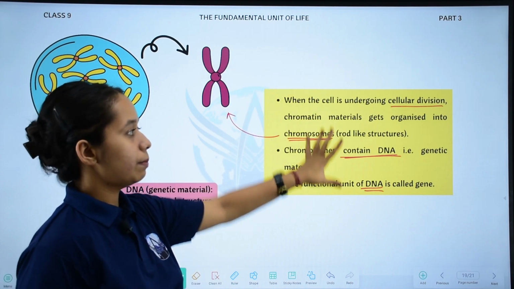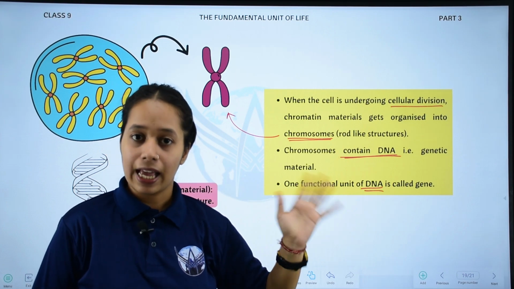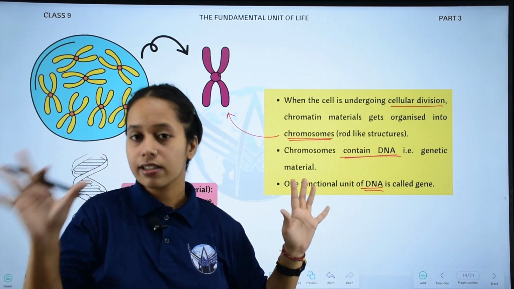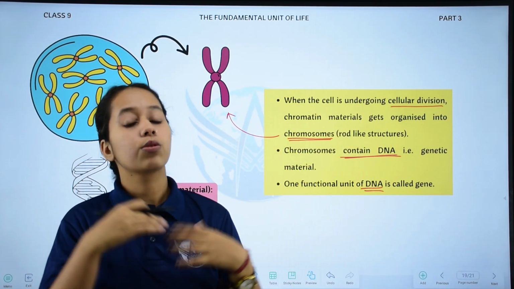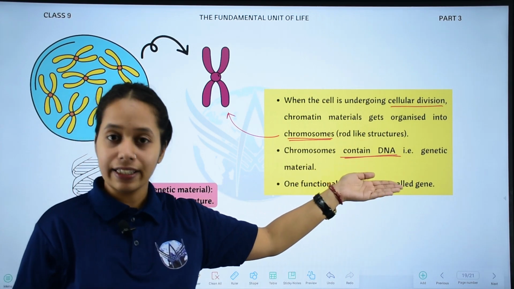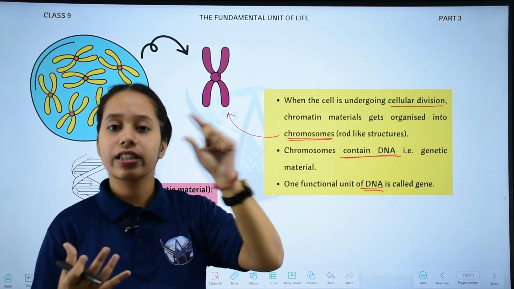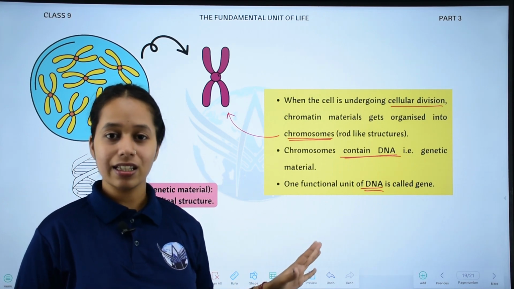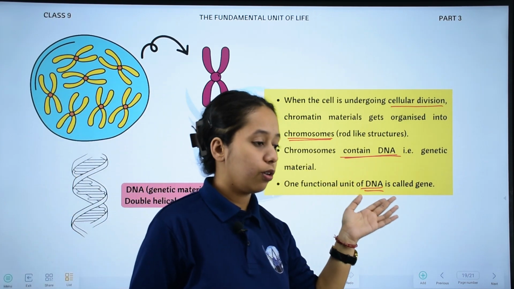So let me sum up this entire paragraph. Nucleoplasm has chromatin material under normal conditions. When the cell is undergoing cellular division, those same chromatin materials get organized to form chromosomes. Chromosomes will contain DNA, deoxyribonucleic acid. These are the genetic material, and one functional unit of DNA is called a gene. Are you clear with this?